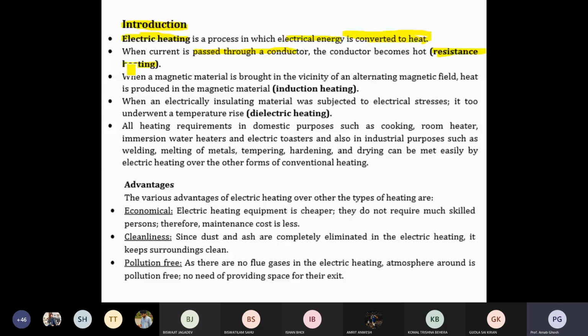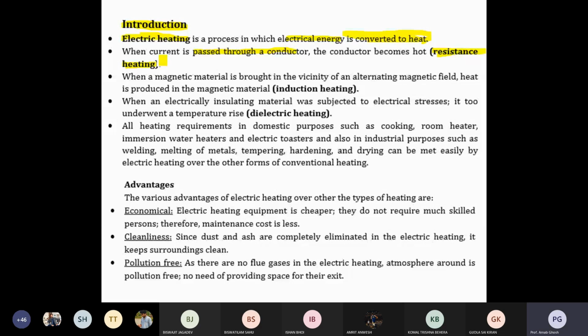So what happens in dielectric heating? An electrically insulating material, when subjected to electrical stress, undergoes a temperature rise. Two plates will be there, and in between the two plates an insulating material will be there. That may cause the heating of that material.